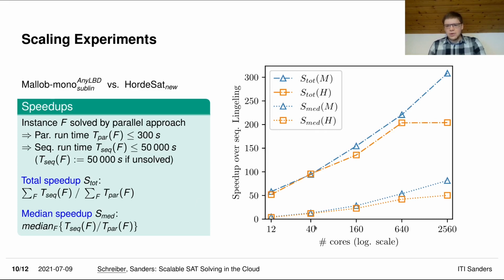Here we have a logarithmic x scale with the number of cores, and here we have the speedup. And we can see that both for the total speedups up there and also for the median speedups down below, Hordesat here with these squares really falls off if we go beyond 640 cores, which is consistent with the findings from the original Hordesat paper. So we can see that updating the portfolio did not really help there in terms of scalability. Whereas Mallob scales very consistently up to 2,500 cores.